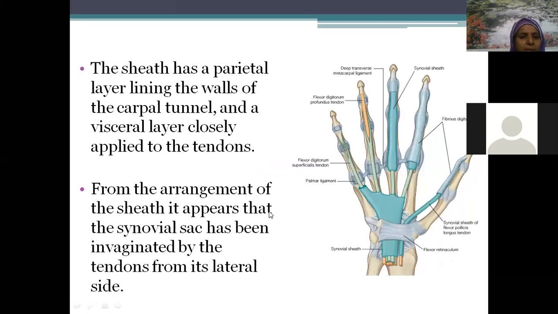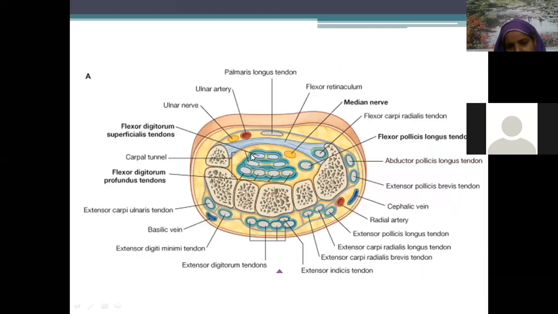Okay, then. So this sheath is something like peritoneum, beta. That's why it has parietal layer lining the walls of carpal tunnel. So this you can see very nicely. These upper two are flexor digitorum superficialis. All four in a line are flexor digitorum profundus. They are as though they are enclosed like this.